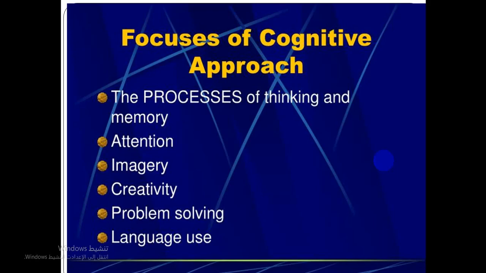The mental processes studied by cognitive psychologists are perception, attention, memory, language, thinking, and problem solving. This approach, therefore, investigates those areas of human behavior that were neglected and ignored by behaviorists.